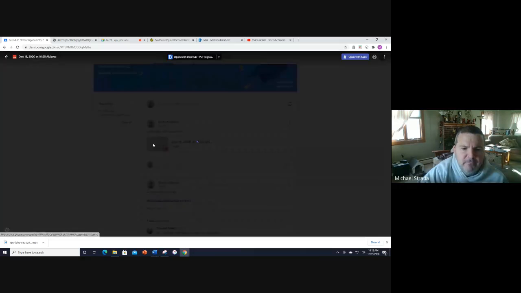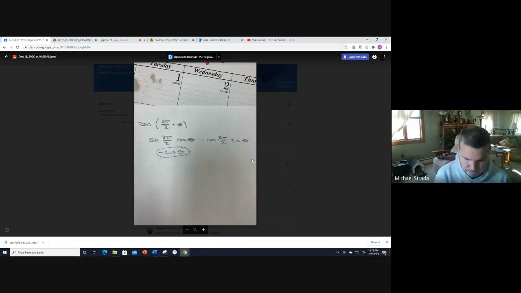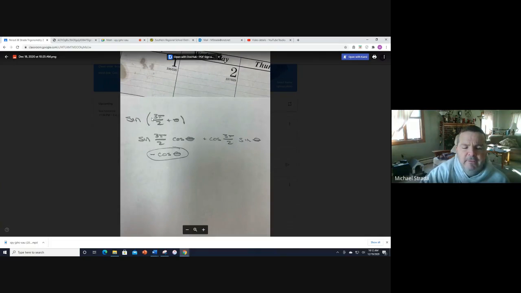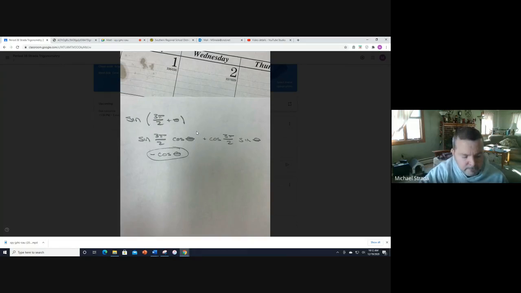With regards to number 22, they ask us to simplify the sine of 3 pi over 2 plus theta. All right, it's the sine of the sum. It's the sum formula for sine. So it's the sine of the first times the cosine of the second, plus, because that's a plus, the cosine of the first times the sine of the second.